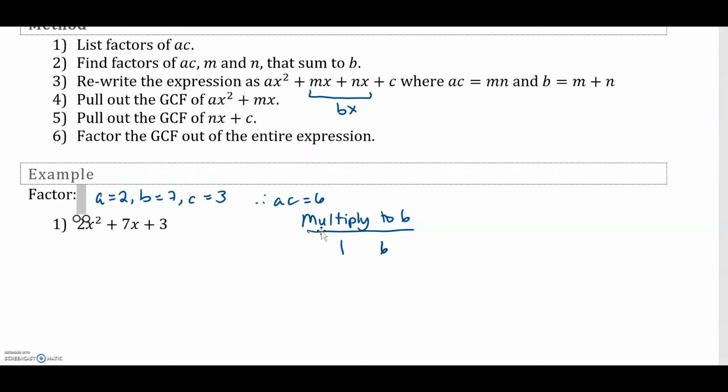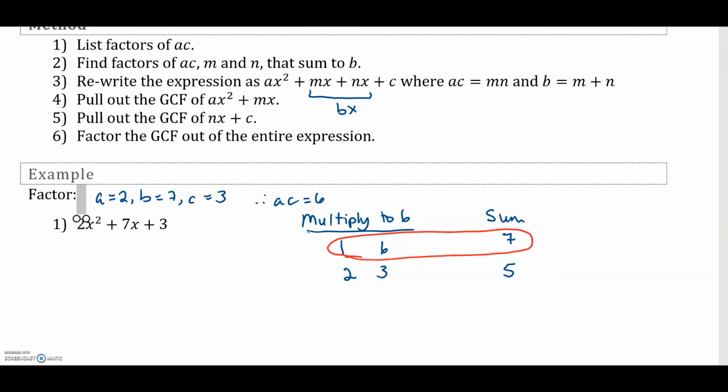And here we have 1 times 6 and 2 times 3. You could consider negative options as well, such as -1 times -6 and -2 times -3, but those numbers will not add to a positive number, and we need them to add to +7, so it's not worth even considering those options. So we look at the sum of these values, we see that they sum to 7 and 5. Therefore, the two numbers that we want to use are 1 and 6, since they add to 7.